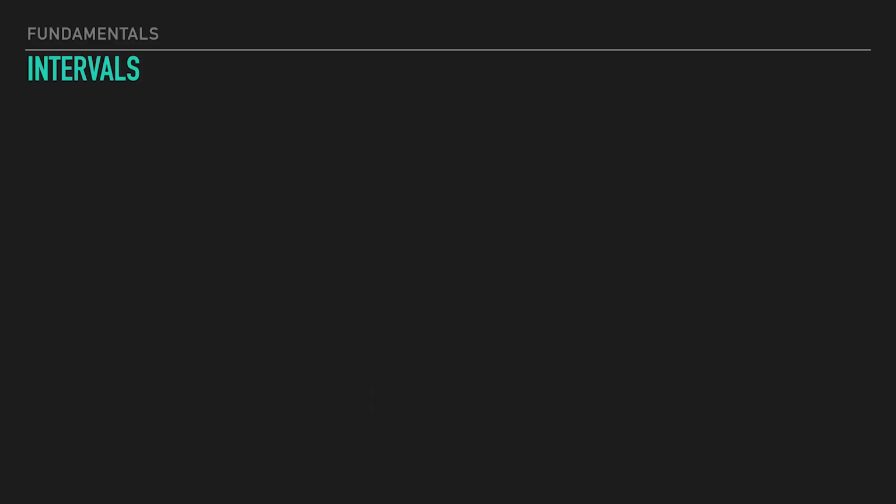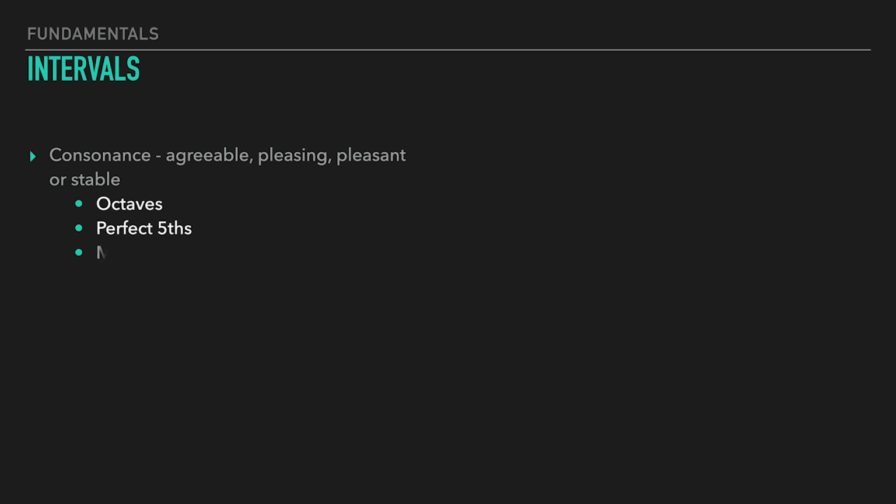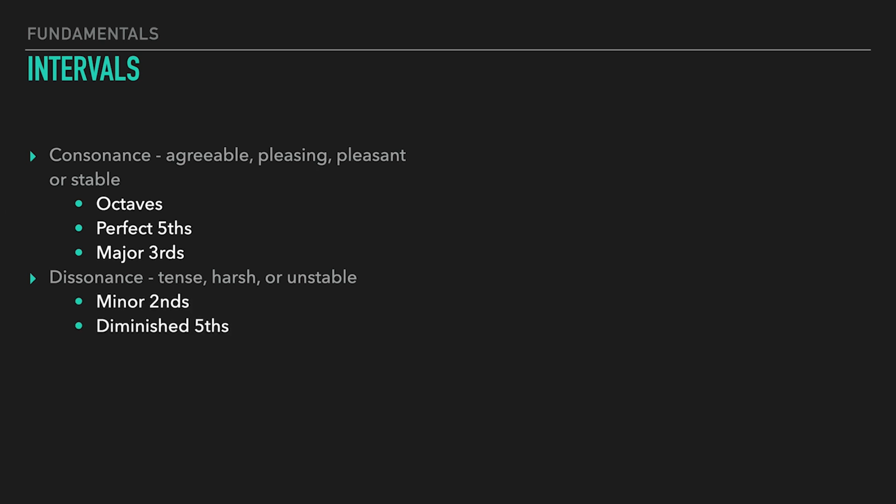There are two important terms that we can use to distinguish between the way that intervals sound. So up first is consonance, meaning agreeable, pleasing, pleasant, stable. Examples of these are octaves, perfect fifths, or major thirds. The opposite of this is a term called dissonance, just meaning tense, harsh, or unstable. Intervals such as minor seconds, diminished fifths, or major sevenths.